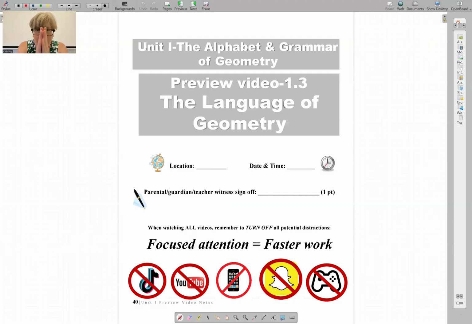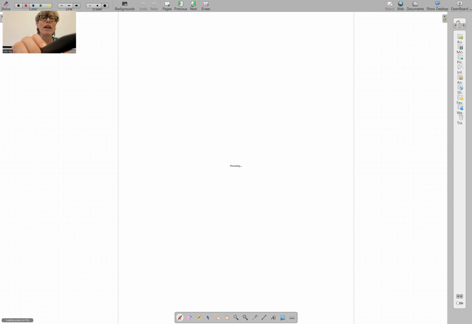All right. I love this lesson, and this is by far my favorite lesson of the year. Why? Because I get to introduce you to what makes geometry so unique, because it is its own language. Language communicates thoughts and ideas, and geometry is a type of language. Good news for you, it's a very simplistic language. It only has 5 letters.